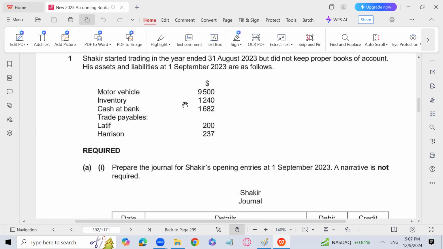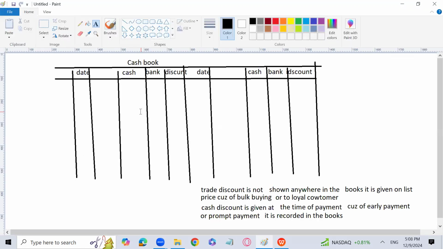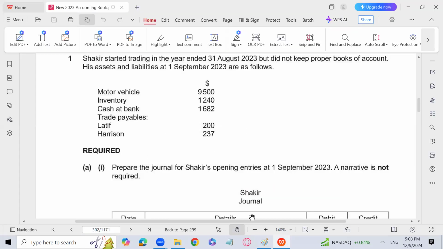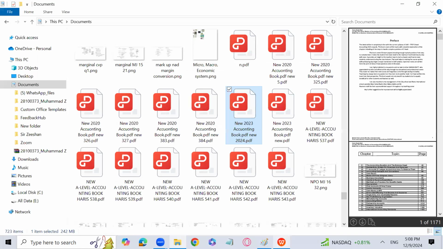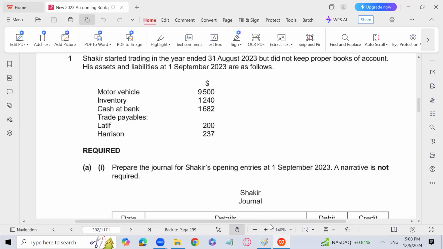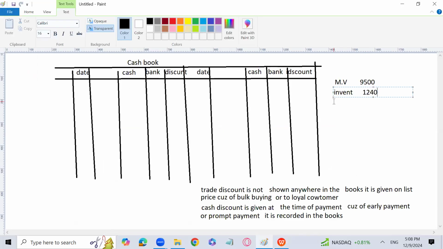So motor vehicle is debited by 9,500. I will debit motor vehicle with 9,500. We need to prepare the cash book later on. Then inventory is 1240. Inventory is also an asset, so obviously it is going to be debit, 1240. Then cash at bank is given as 1682. That is also going to be debited, it is also an asset. Let me check the amount again: 1682.